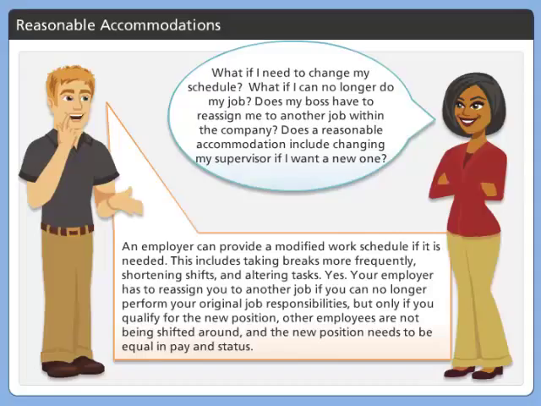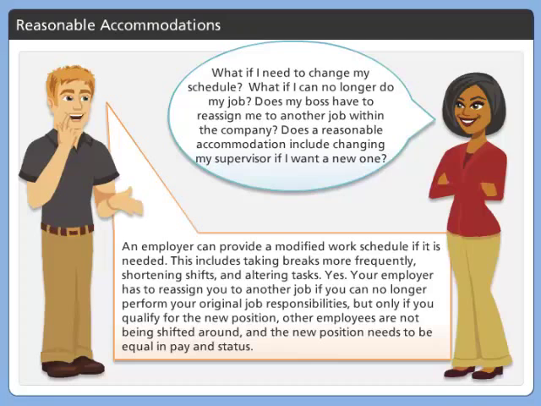What if I can no longer do my job? Does my boss have to reassign me to another job within the company? Yes, your employer has to reassign you to another job if you can no longer perform your original job responsibilities, but only if you qualify for the new position. Other employees are not being shifted around, and the new position needs to be equal in pay and status.